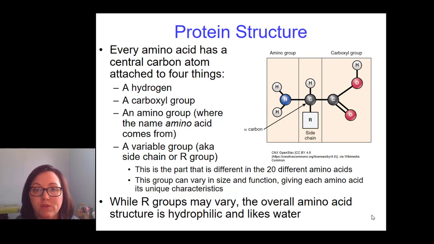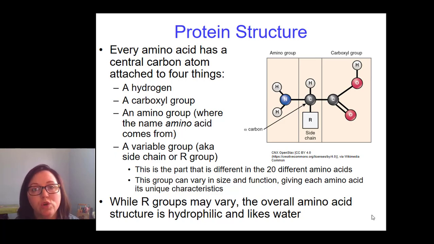So I mentioned there are 20 different amino acids. The only thing that's different about these 20 different amino acids is the R group. The R groups come in a lot of different varieties. Some of them are just a hydrogen, some of them are just a methyl group, some of them are larger ring structures, some of them are nonpolar. They come in a wide variety.